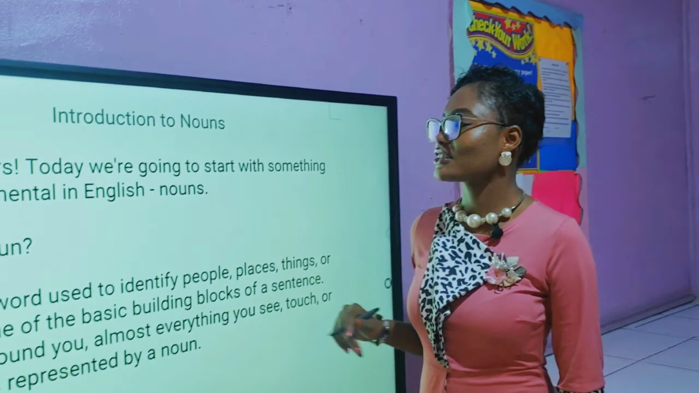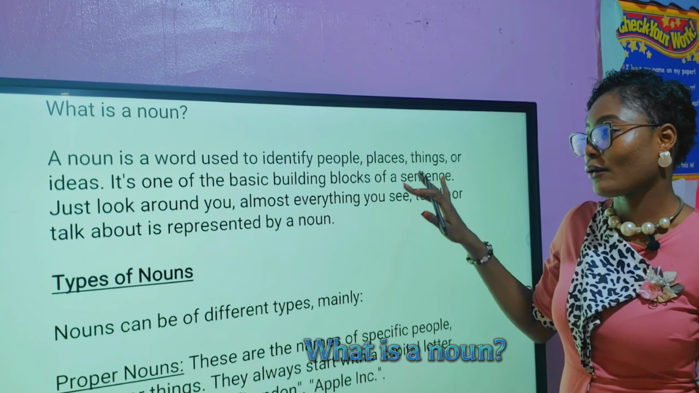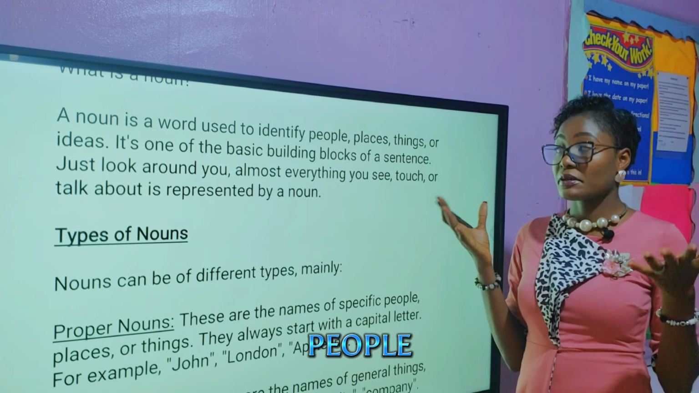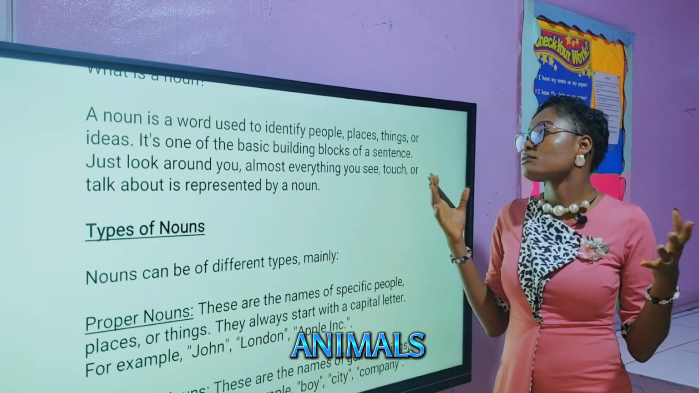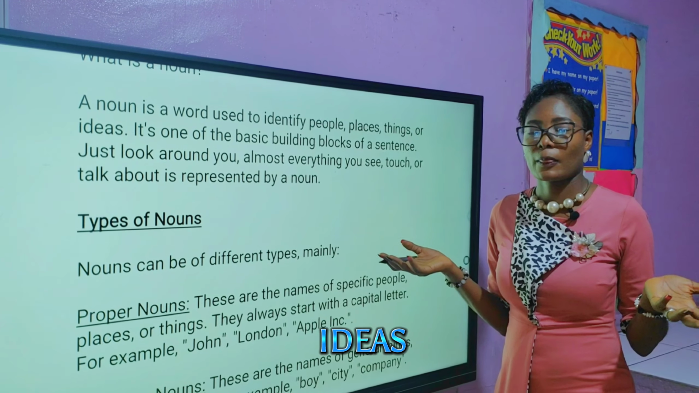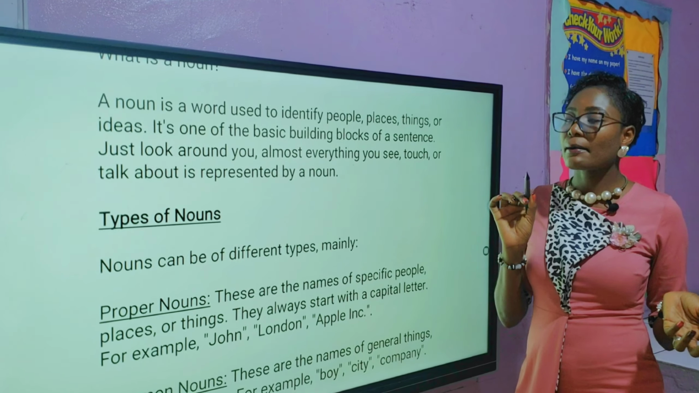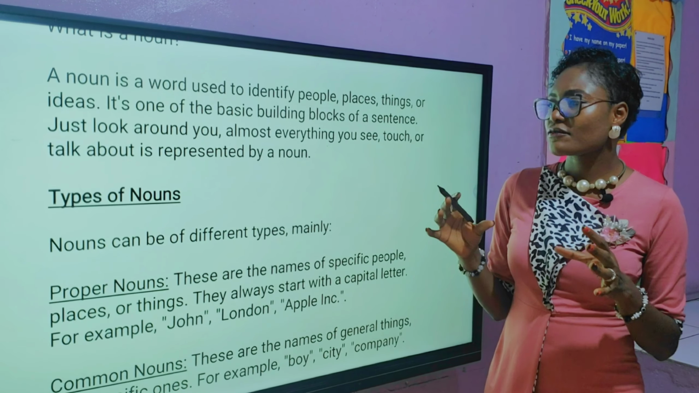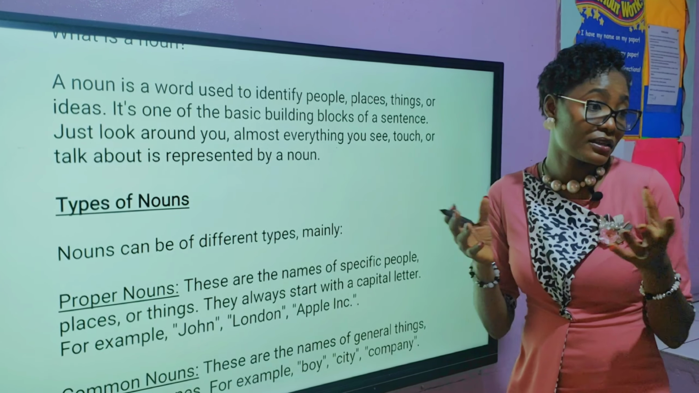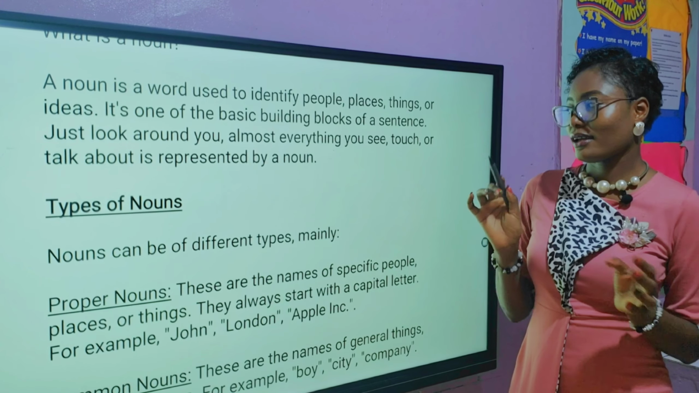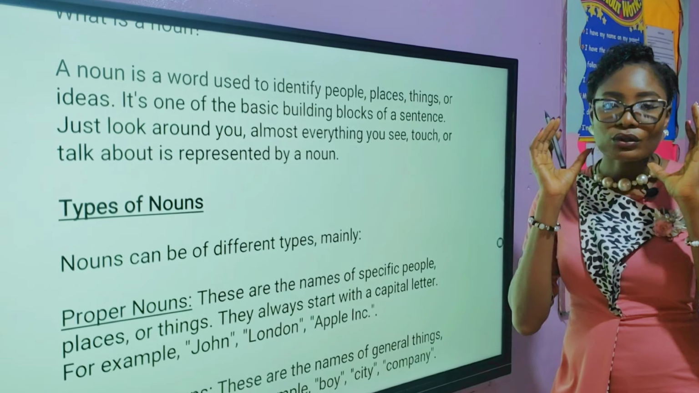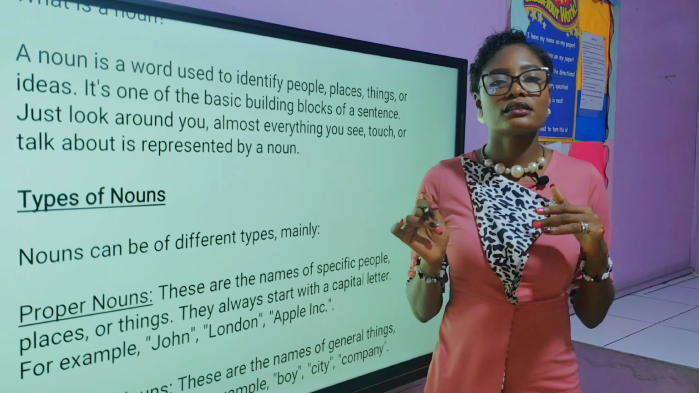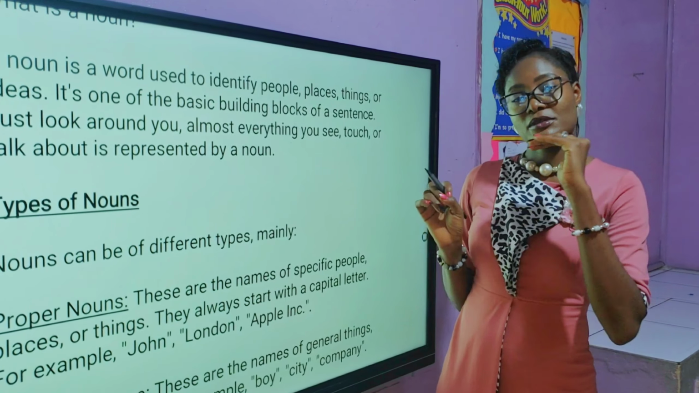Right, introduction to nouns. What is a noun? Well, simply put, a noun is a word used to identify people, places, animals, things, or ideas. Okay? It is one of the basic building blocks of a sentence. So why don't you take a look around you and see if you can spot nouns, because they're everywhere. Anything you see, anything you can touch, or you could talk about, is represented by a noun. So we're going to learn the different types of nouns. I'm taking them in two batches.